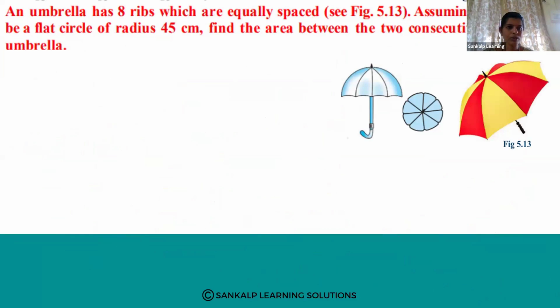An umbrella. So this is an interesting question. An umbrella has 8 ribs which are equally spaced. Assuming the umbrella to be a flat circle of radius 45 centimeter, find the area between two consecutive ribs of the umbrella. So this is an interesting question.